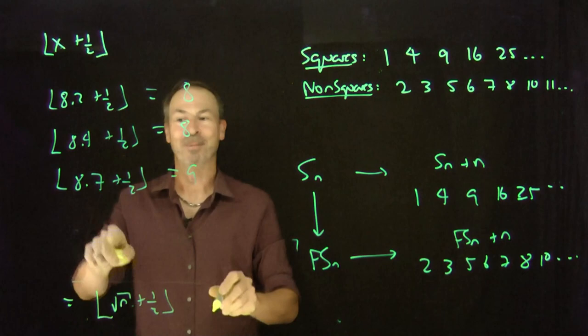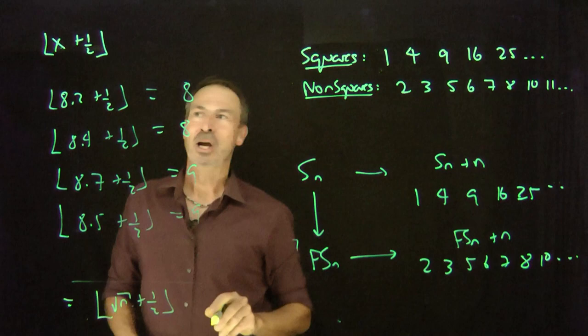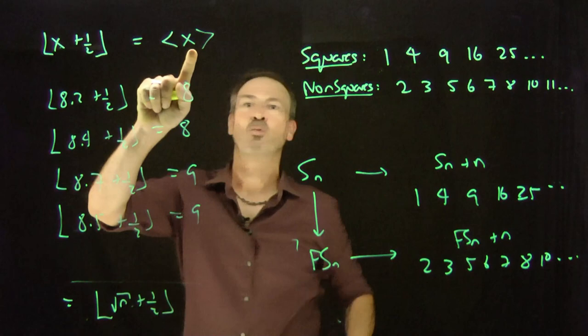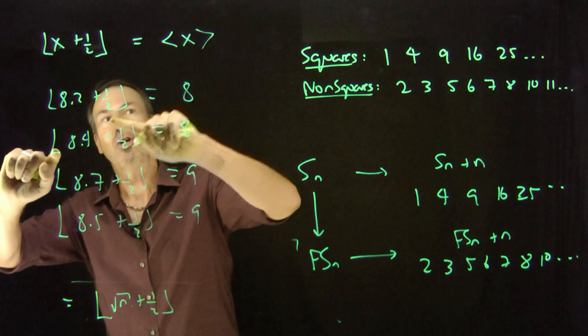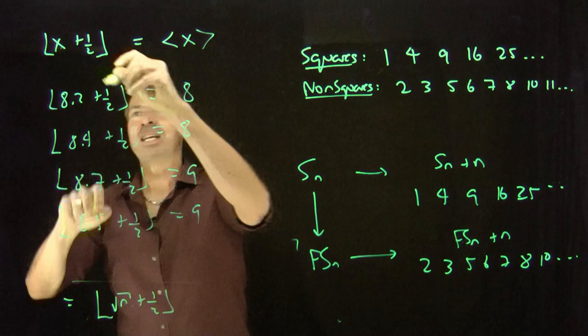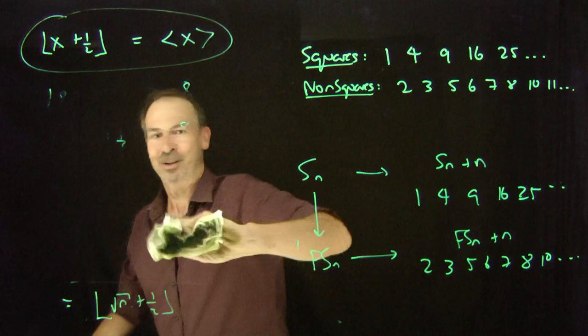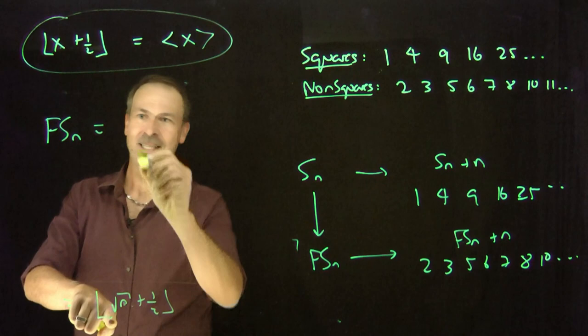In fact, here's the halfway point. This rounds me down to 9. You can actually check that this equals just the value x rounded either up or down to the nearest integer. If you're below the half mark, you'll go down to the nearest integer. If you're above the half mark, you'll go up to the nearest integer. So here's a simpler way to describe that formula. We have just found out that the nth term of the frequency sequence is the square root of n rounded up or down to the nearest integer.